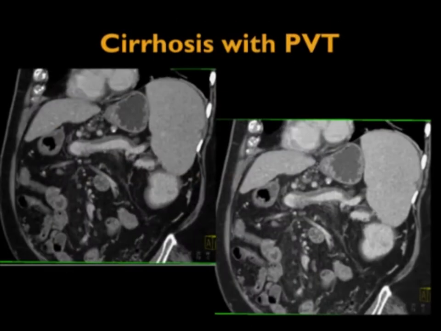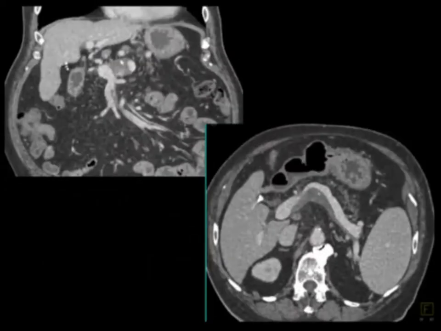Here's a nice example of a patient with cirrhosis with portal vein thrombosis, which is extending into the splenic vein. So one of the things we recognize is patients with portal vein thrombosis can have extension into the SMV or into the splenic vein, and it's very, very important that you look carefully not just at the portal vein, but look for the full extent of thrombus.